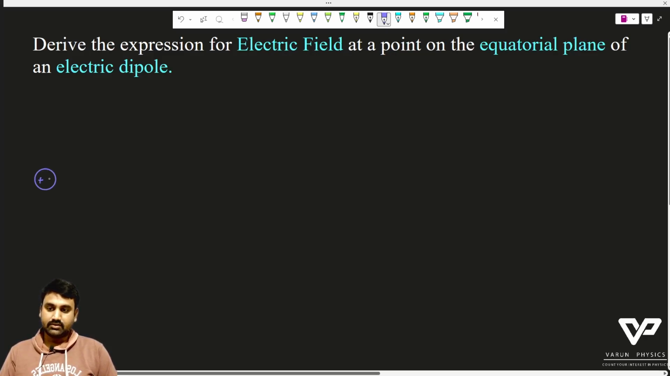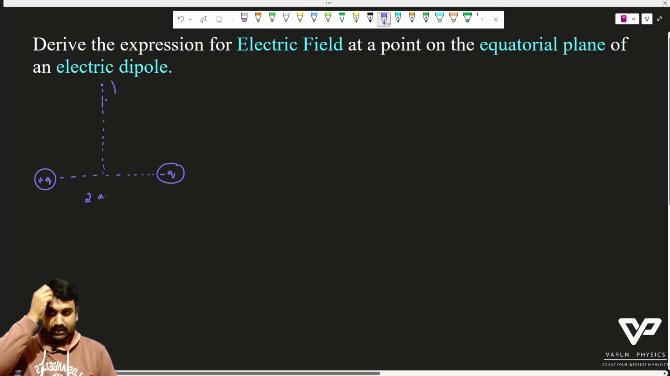Same magnitude, separated by a certain distance but having different charge. Let us assume that the separation is 2a. Now the perpendicular bisector point, that point we call it as the equatorial line.